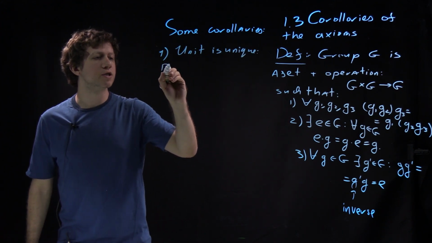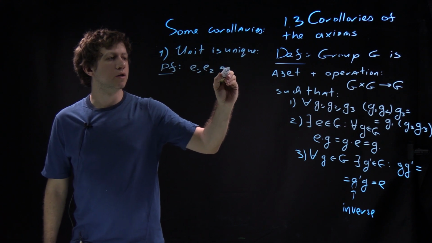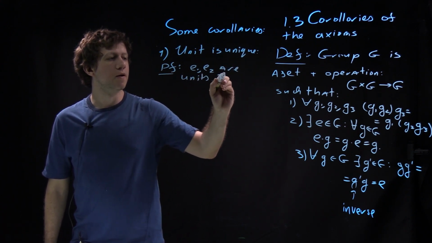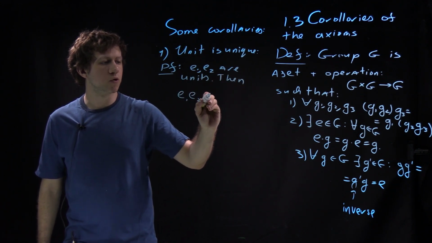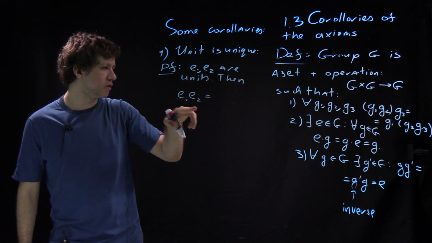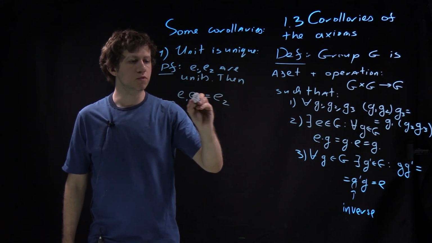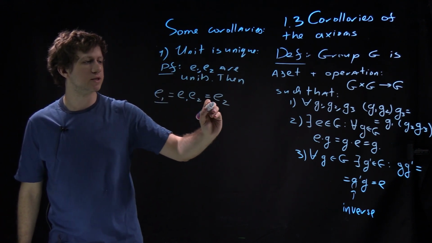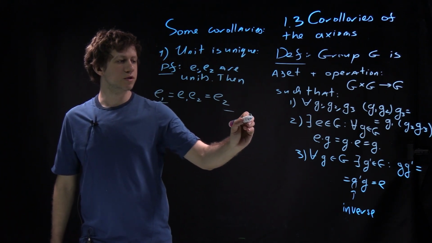So proof will be just imagine E1, E2 are units, then we can multiply E1 times E2. And on one hand, because E1 is a unit, so E times G equals G, it is equal to E2. But on the other hand, E2 is a unit, so it equals E1. And so we get that E1 equals E2. That proves the uniqueness.